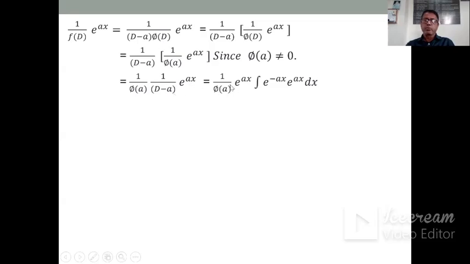If we operate on this, we get e to the power ax times the integration of e to the power minus ax into e to the power ax dx. Right? We have seen this result. Now this becomes e to the power 0, which is 1, and the integration of dx is x. Then we obtain the term x e to the power ax upon phi of a. Or if we rearrange this, we write it as x to the power 1 e to the power ax upon 1 factorial into phi of a.